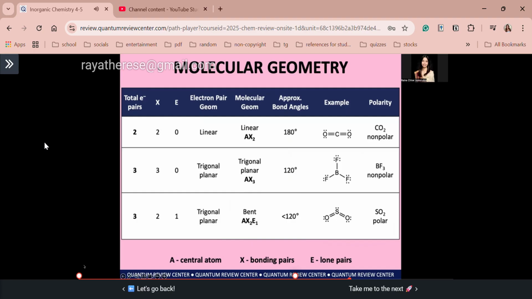So, here, recap ulit ng summary of various types of molecular geometries, their examples, and now with the corresponding polarities of the example. So, for linear molecular geometry, our example is CO2, right? Which is non-polar. Because again, symmetric siya, so yung dipoles niya nagka-cancel out. So, for 3 total electron pairs, trigonal planar molecular geometry, ang example natin ay BF3. And BF3 is non-polar because it is symmetric and lahat ng dipoles niya ay magka-cancel out.